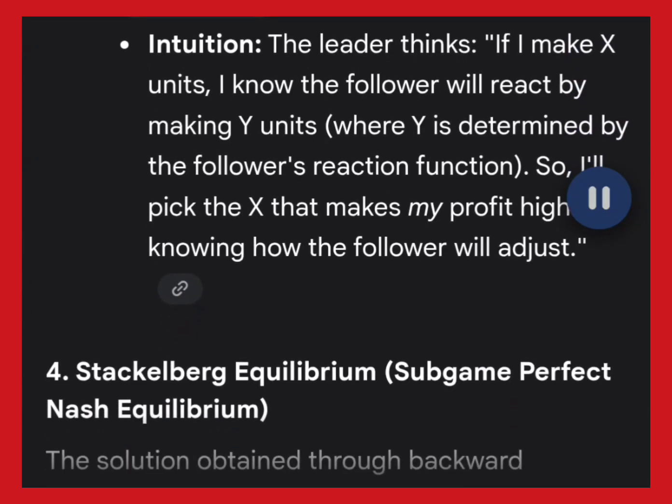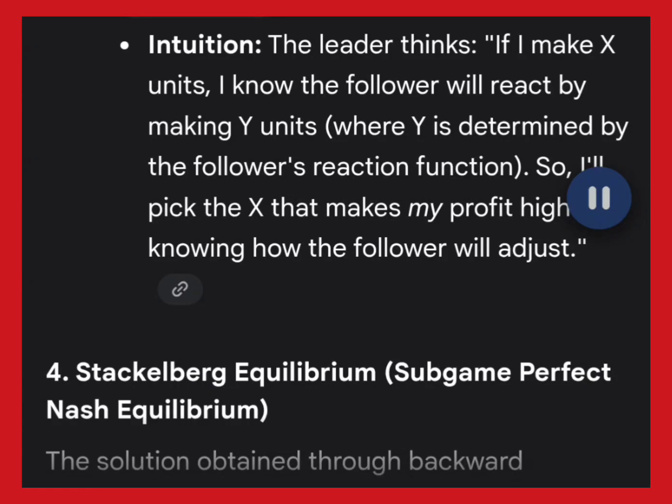Intuition. The leader thinks, if I make X units, I know the follower will react by making Y units, where Y is determined by the follower's reaction function. So, I'll pick the X that makes my profit highest, knowing how the follower will adjust.